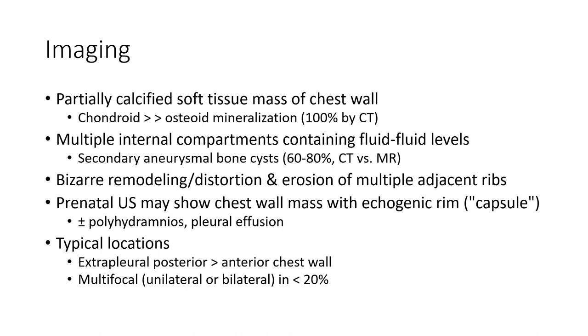CT versus MRI: bone remodeling, distortion, and erosion of multiple adjacent ribs. Prenatal ultrasound may show a chest wall mass with a collagen-green capsule, plus or minus polyhydramnios. Apical location, extrapleural, posterior more than anterior chest wall, multifocal, unilateral or bilateral in less than 20%.